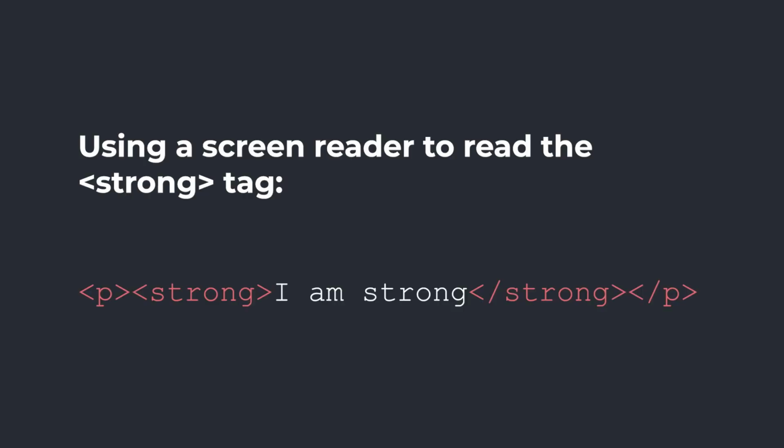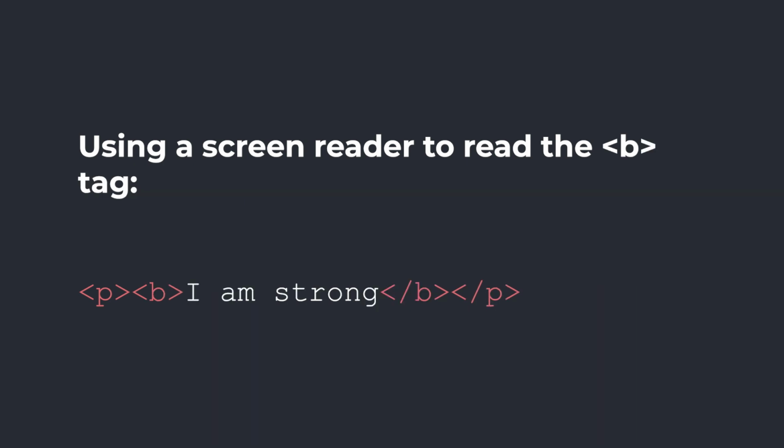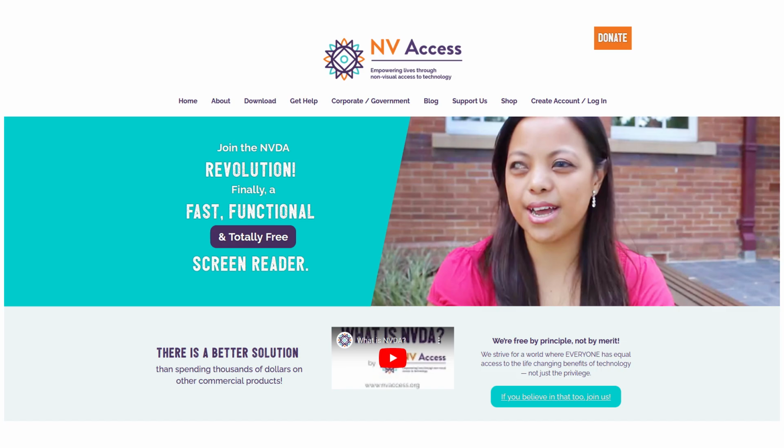Do screen readers really treat the two tags differently? So this is a screen reader reading the following markup with the strong tag. I am strong. So now the screen reader reading the same markup but now using the bold tag. I am strong. As you can hear, there is no difference.